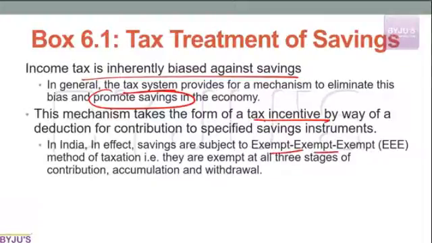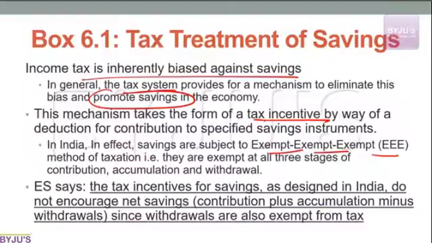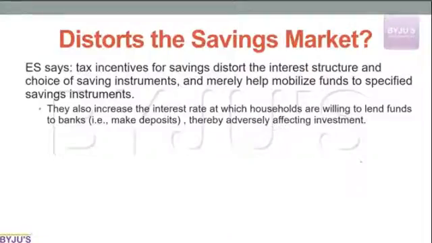And we have to provide tax incentive. Now normally we go for exempt, exempt, exempt. However, the Economic Survey says this is bad because it incentivizes savings, however not net savings. Withdrawal is also being exempt. So we have to move towards EET, because then only withdrawal is not exempt, so people will not withdraw unless required.